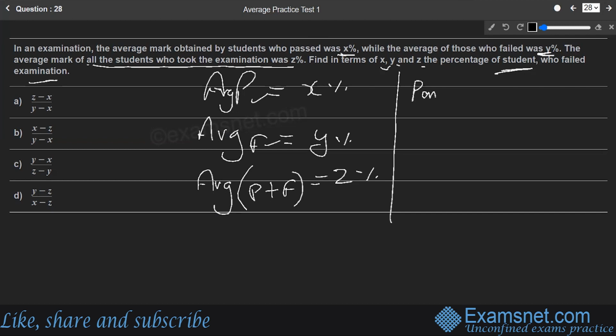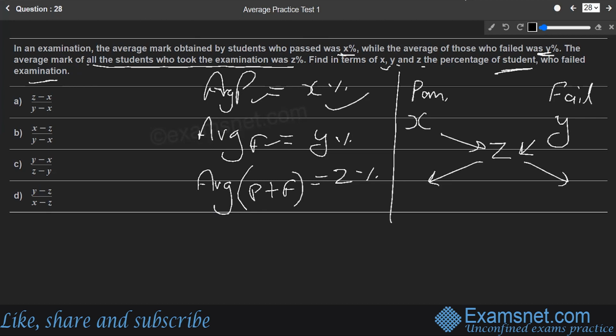Let's make the chart. On the left hand side, let's say passing percentage. On the right hand side, let's say fail percentage. What is the passing percentage value? It's X as mentioned. What is the fail one? It's Y as already mentioned. What is the mean percentage? The mean percentage, the average of pass plus fail, is given to be Z. So these are the three values that we have entered. How can we connect them? We can connect them in this cross pattern.